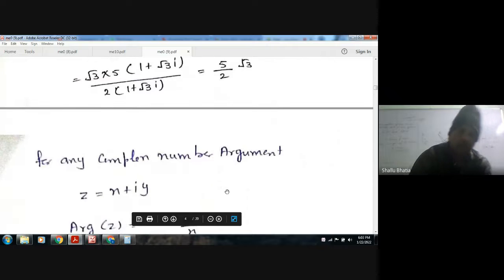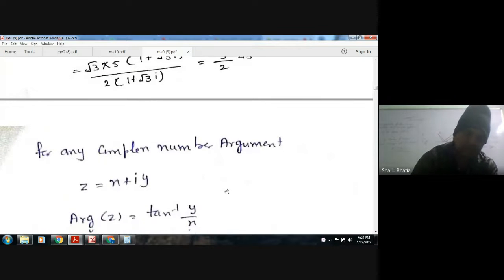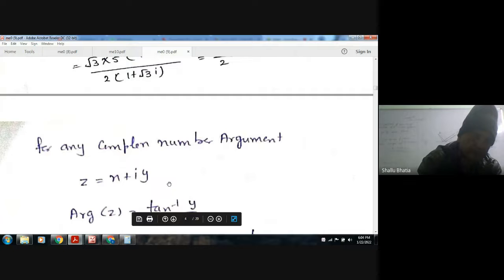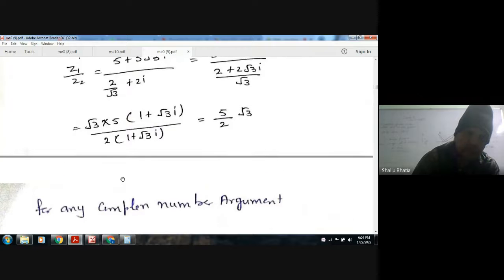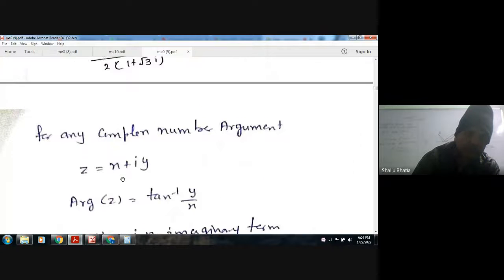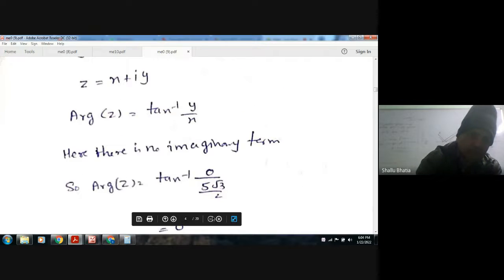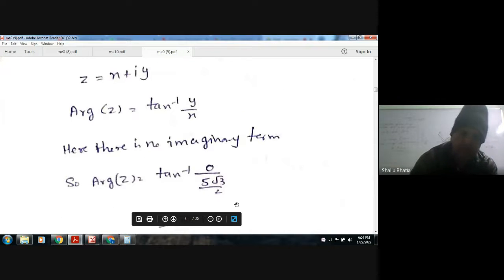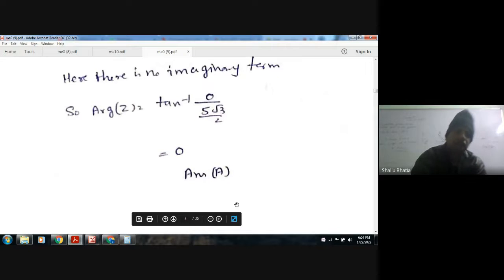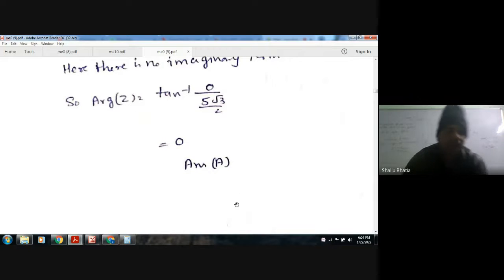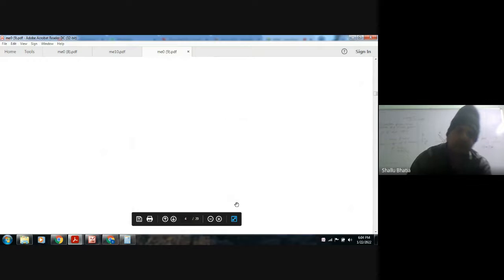For any complex number, the argument is tan inverse of the imaginary part by the real part. So here the imaginary part is 5√3 by 2 and the real part is x. So the argument is tan inverse of 0 by 5 by 2√3, so the answer is 0. Tan inverse of 0 is 0. Answer is A. Okay, next.